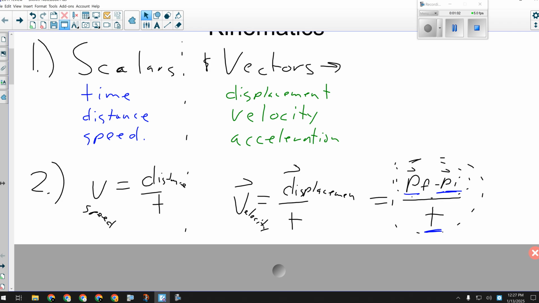All right, so we do have to remember that when v doesn't have the arrow over top of it, it's scalar, so that would be speed, and that would be distance divided by time, also no arrow over top of it. When it has an arrow over top of it, it's velocity, that's displacement divided by time, which we can expand out. Lots of times we need to do that on a graph. Final position minus initial position divided by time.